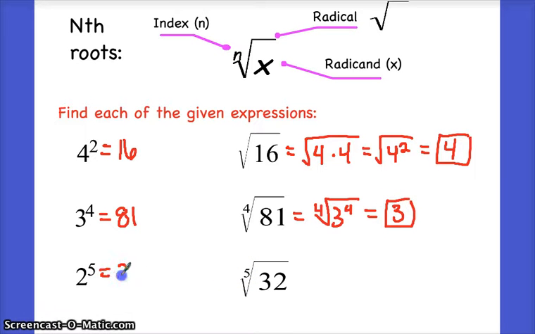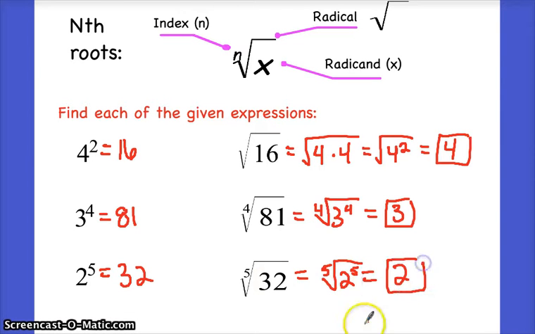So if 2 to the fifth equals 32, then the fifth root of 32 can be rewritten as the fifth root of 2 to the fifth, 32 and 2 to the fifth being the same thing, and your answer then is 2. The fifth root of 32 is 2.